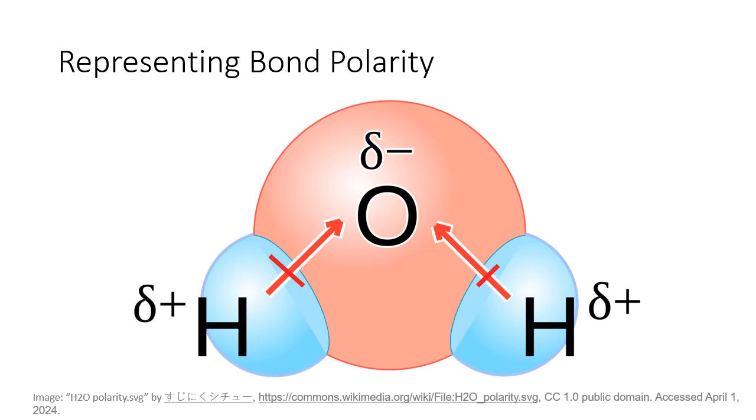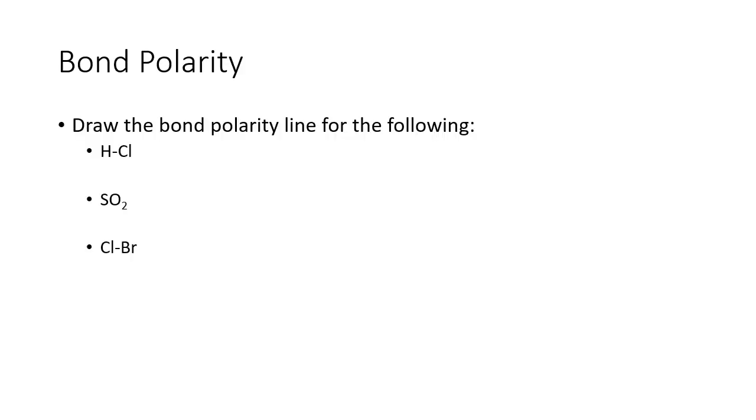As previously mentioned, we represent partial charge with lowercase Greek delta. So in this case, the hydrogens are partially positive and the oxygen is partially negative. When we want to represent bond polarity, we figure out which element is more electronegative, and then we give it these funky little Greek deltas and an arrow to indicate the vector. So let's try this. Draw the bond polarity line for the following. For each molecule, draw that polarity line and then put on the partial charge.